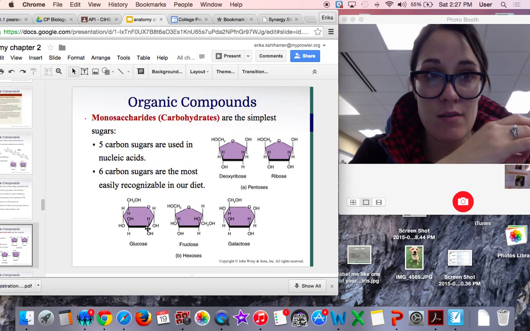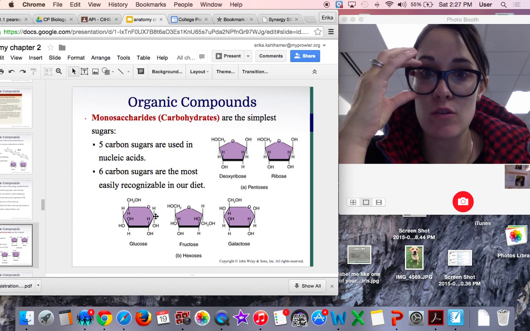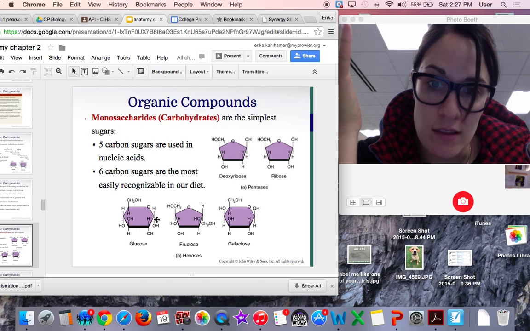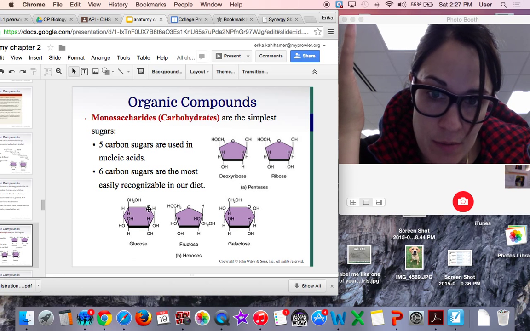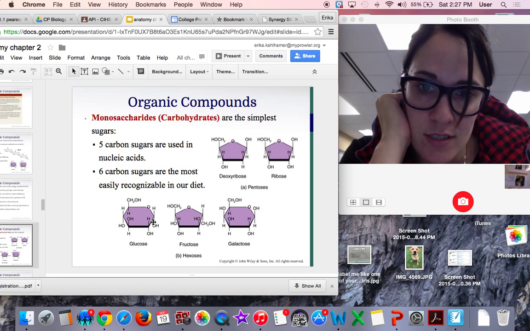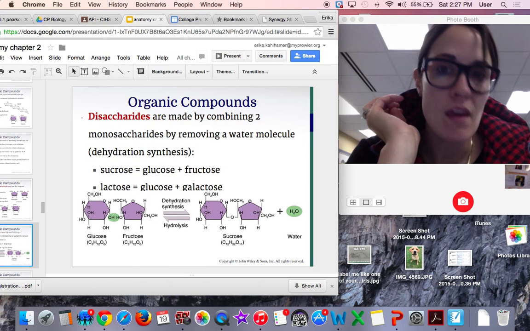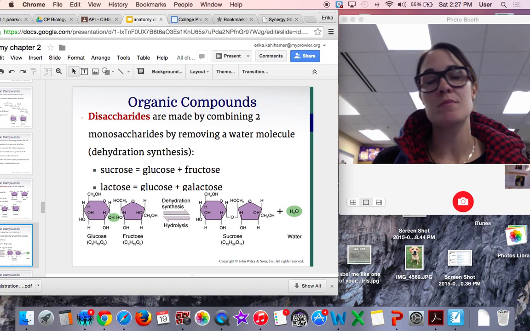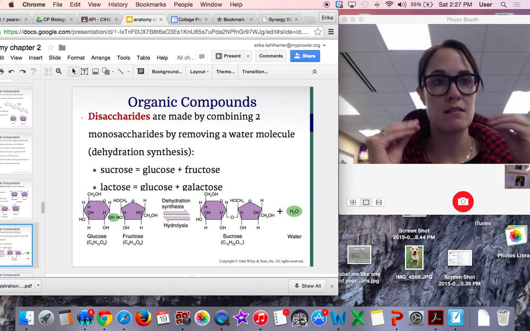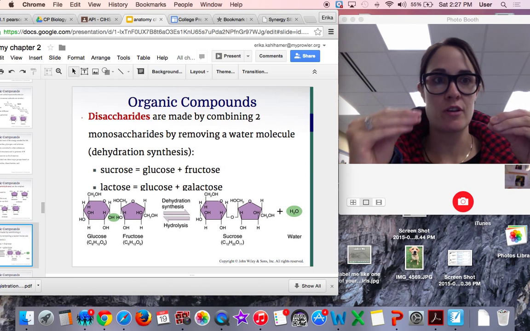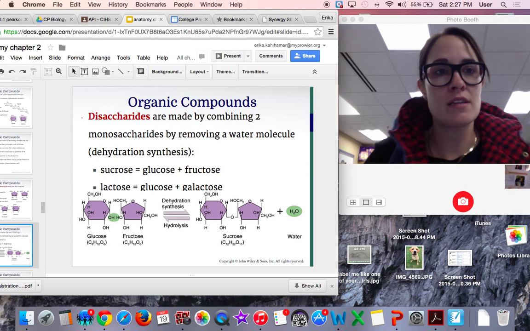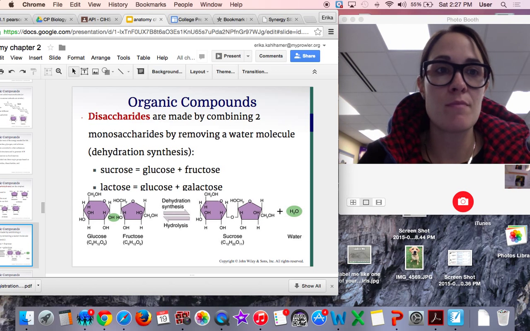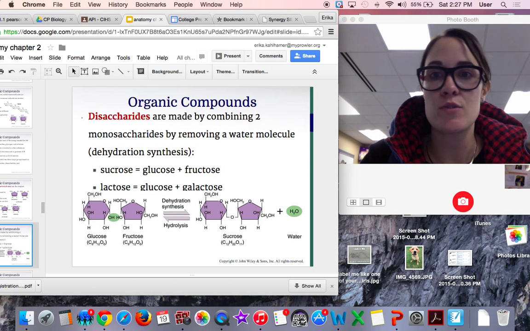So when it's a ring formation, you are just supposed to assume or know that the carbon is in the corner, except if there's an oxygen there or something else. C, C, C, C, C, C. Boom. So monosaccharides are like, what I think helps me remember it, Lego pieces. 1 Lego piece, 2 Lego pieces. You put 2 of them together, you get a disaccharide. So to make a disaccharide, you need to combine 2 of them.